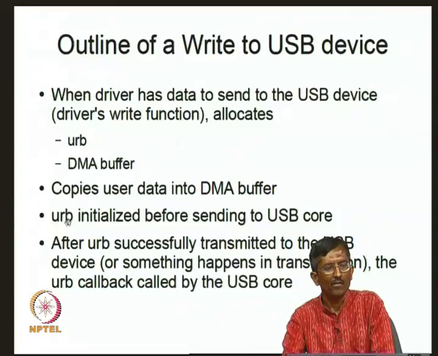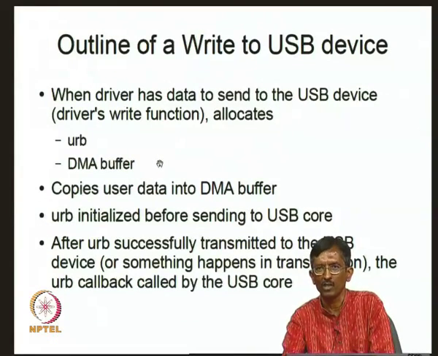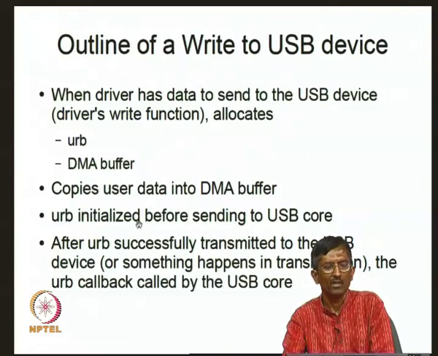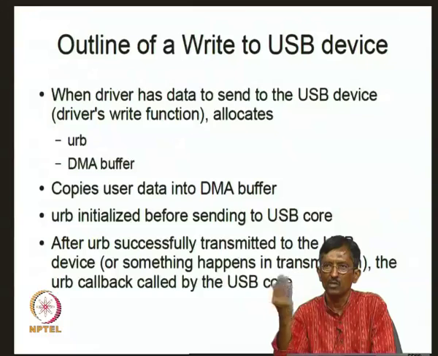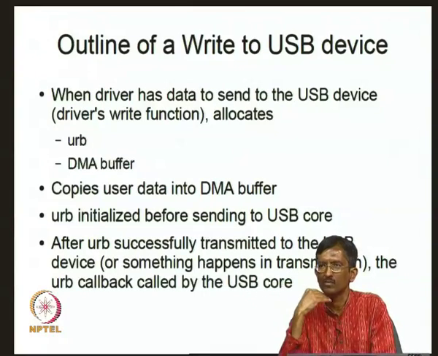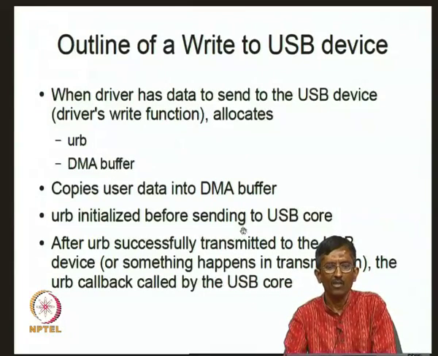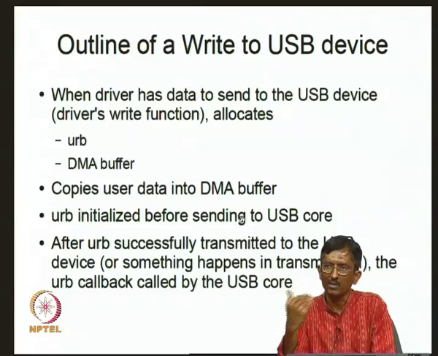Now, once we have the allocation for the URB and we have the DMA buffer where the data that has to be transferred is already copied, then you can initialize the URB allocation. You initialize it and then you send it to the USB core. When the URB is initialized, you also tell it what kind of functions to use for doing any bulk transfers if possible. And then it also gives you a callback, that is, once the function is completed, who should be called.